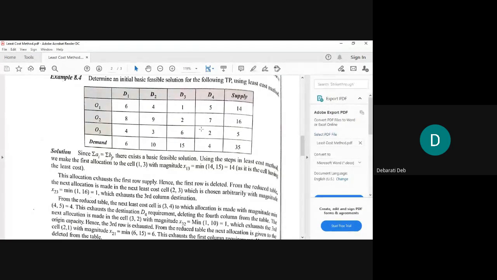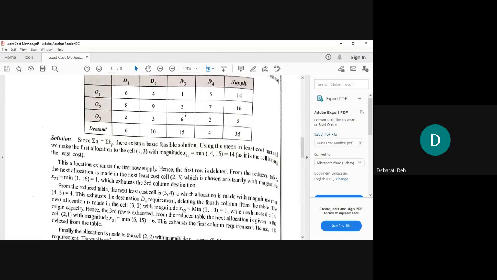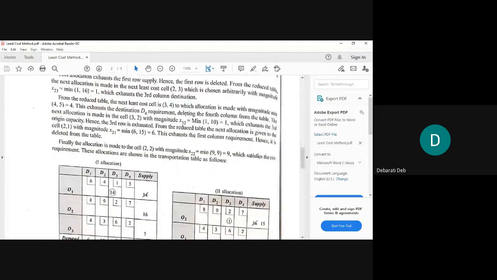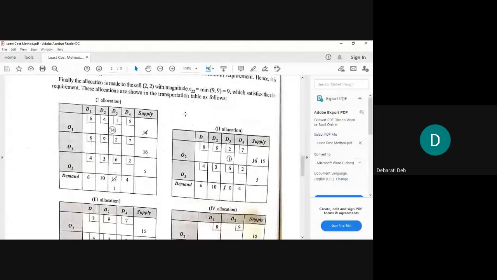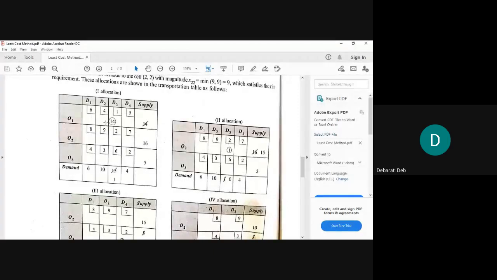Which is the least cost out of the costs given? 1. It is 1. That means the very first allocation will be in the cell O1D3, right? It will be in the cell O1D3, in place of 1. So quickly form this table for this first allocation. Name it as first allocation and then form this table as usual as you do.